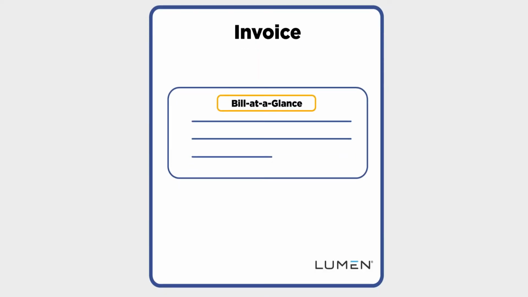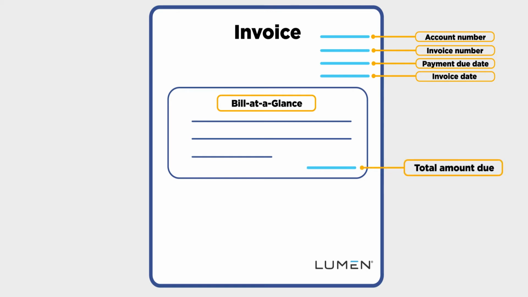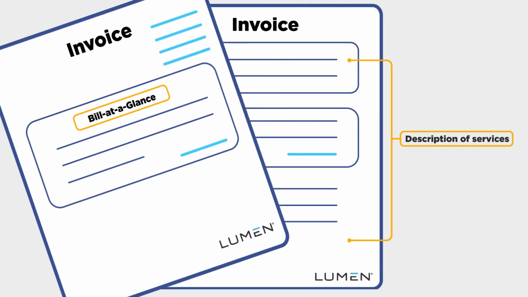At the top, find the billing account number, the invoice number, the payment due date, and the invoice date. In the middle of the page is the Bill at a Glance area, which shows a summary and the total amount due. You can find details and the description of services on the additional pages of your invoice.